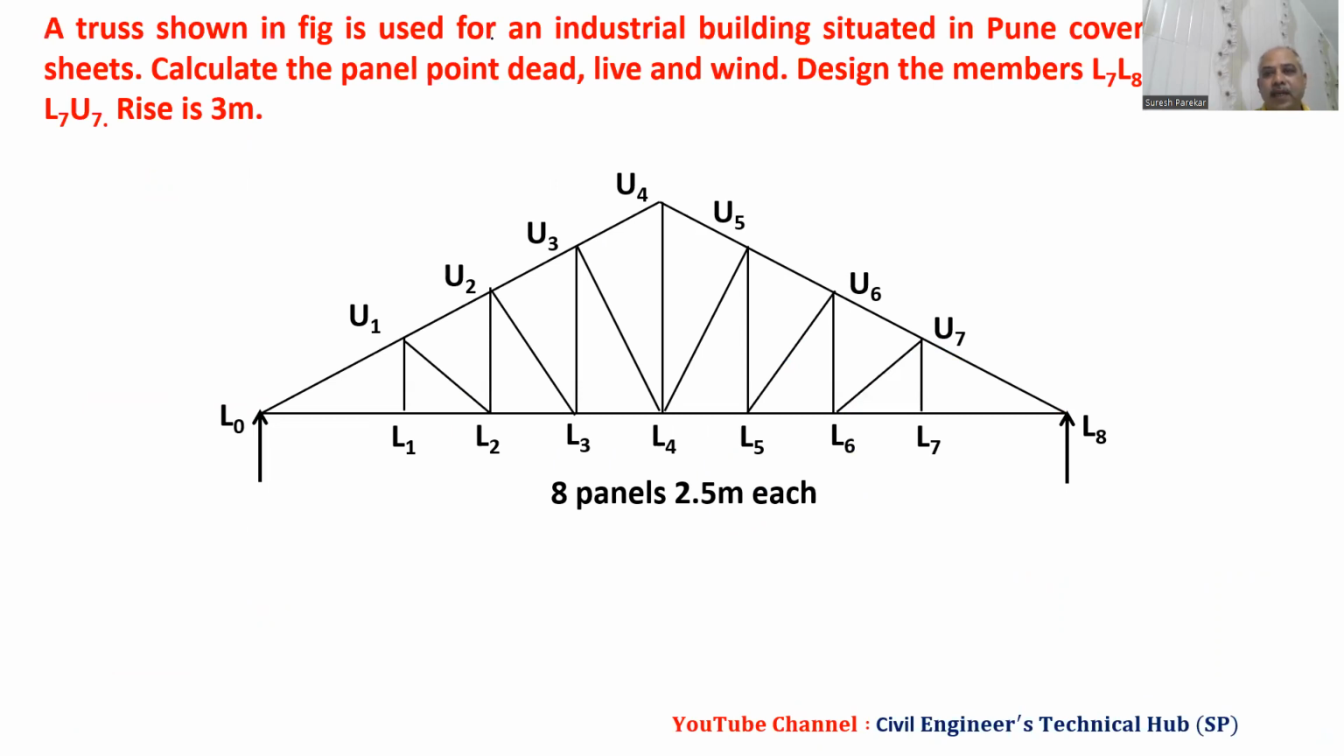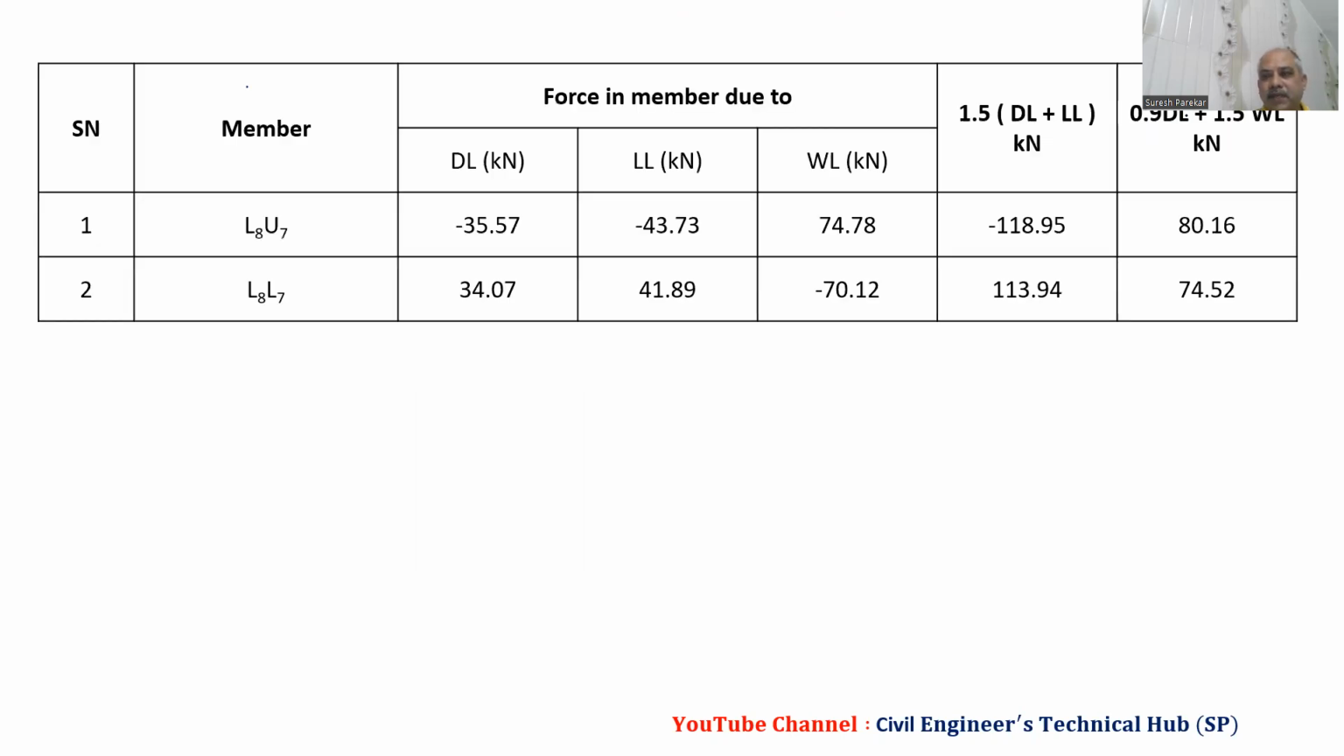So now we have calculated forces in members. Now we have to go for combinations, and after combinations we have to design the members L8 U7 and L8 L7, and for L7 U7 the force is equal to 0. So we have to design these two members. Now we have already seen the forces in members. In L8 U7, dead load minus sign shows compression. This is also compression, and due to wind load we have tension.